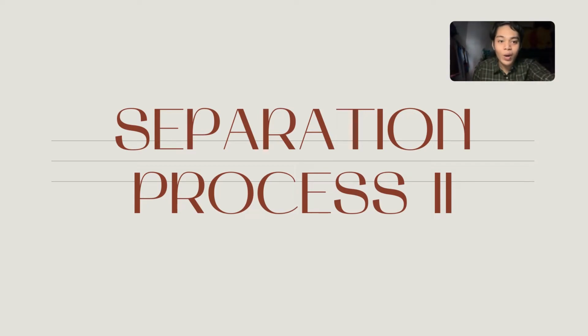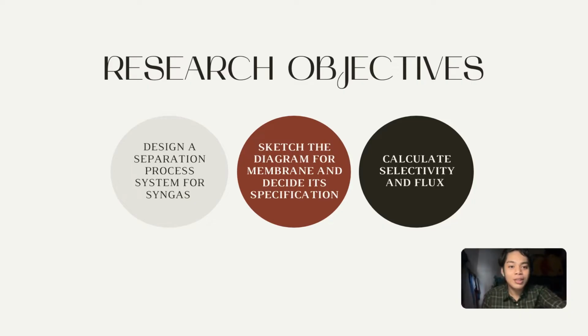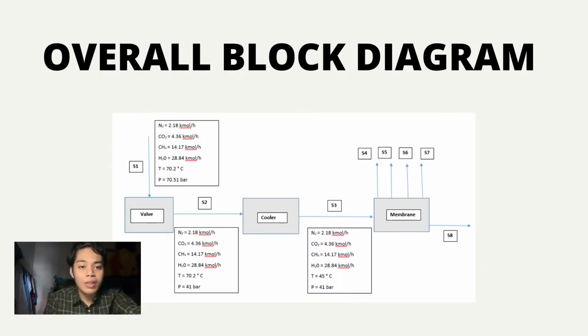So today for this video, I'll be presenting about separation process 2. For separation process 2, we have 3 objectives. The first one is to design a separation process system for syngas. The second one is to sketch the diagram for the membrane and specify its specification. And the third one is to calculate the selectivity and flux. So today we will look at each of the objectives and find out what we have done in our research.